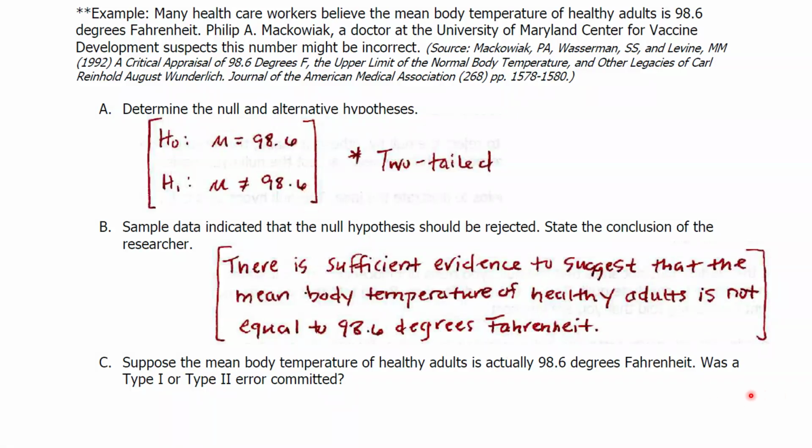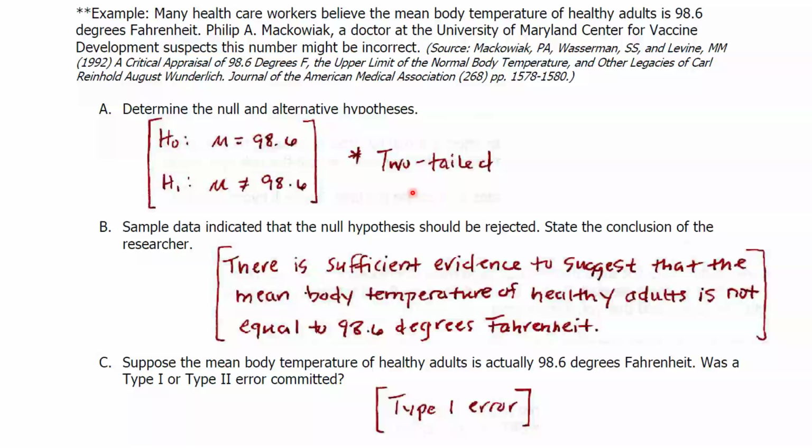And C, suppose the mean body temperature of healthy adults is actually 98.6 degrees Fahrenheit. Was a type 1 or type 2 error committed? Well, this would be considered a type 1 error. Why? Because we rejected the null, claiming that the mean is not 98.6, but the null was actually true. The mean really is 98.6. So we had a false alarm. We thought we detected a difference when there wasn't one.